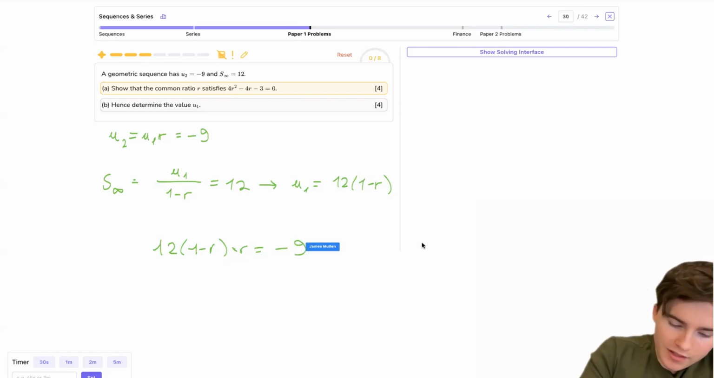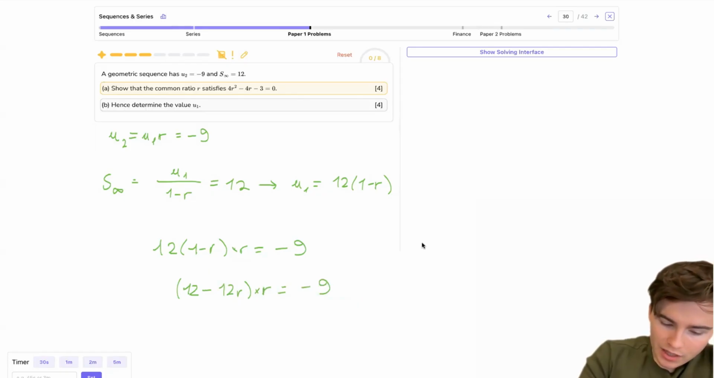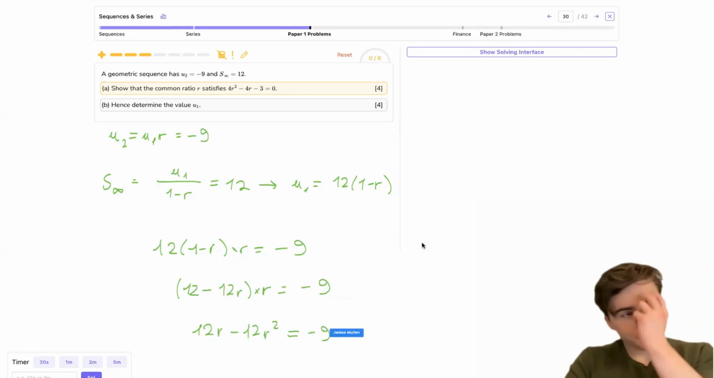And let's expand all of this. I get 12 minus 12r times r is equal to minus 9. And I expand all that, and I'm going to get 12r minus 12r squared. I'm going to leave the 9 there, is equal to negative 9.